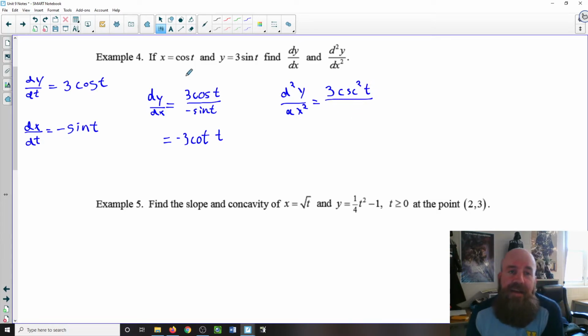And then we have to divide by dx dt. So this is where this comes in. So the negative sign goes back underneath here. And now we can simplify this. We remember that sine is 1 over cosecant. So we could divide 3 cosecant squared by negative 1 over cosecant. We could flip and multiply, and that would turn out to be a negative 3 cosecant cubed.